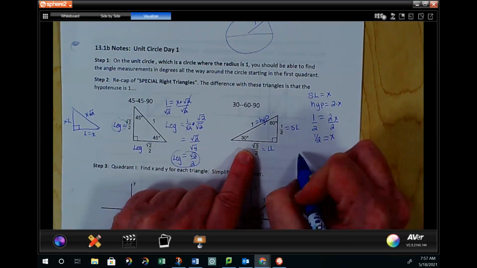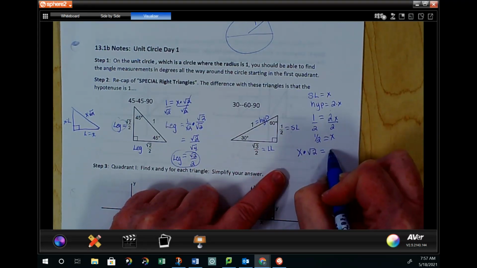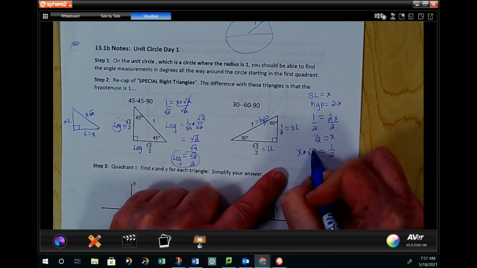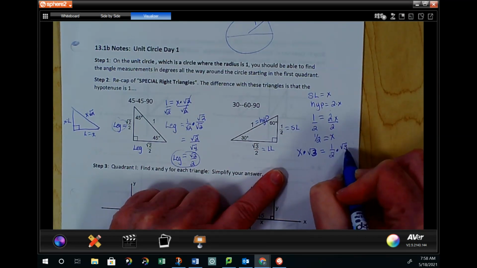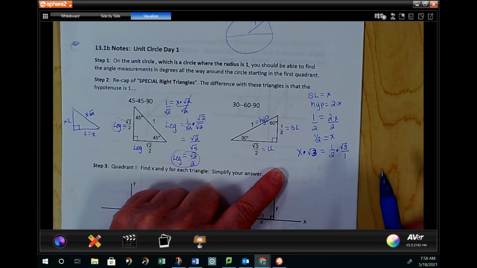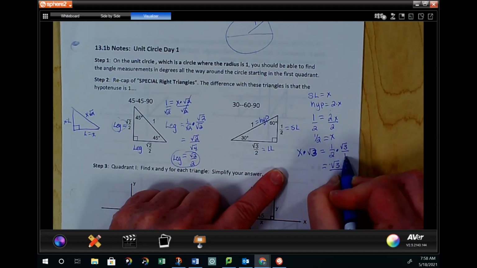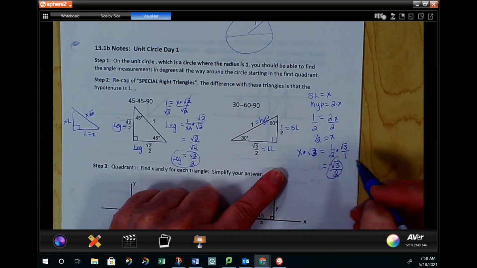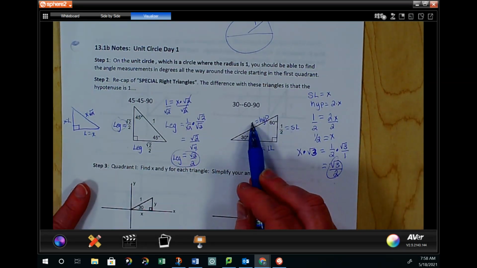And then our long leg is just x times the square root of 3. So if my x value is 1/2, I have 1/2 times the square root of 3. When you multiply, 1 times the square root of 3 is the square root of 3, and then 2 times 1 is 2. So that's how you get your long leg. So this is your long leg, and this is your short leg.